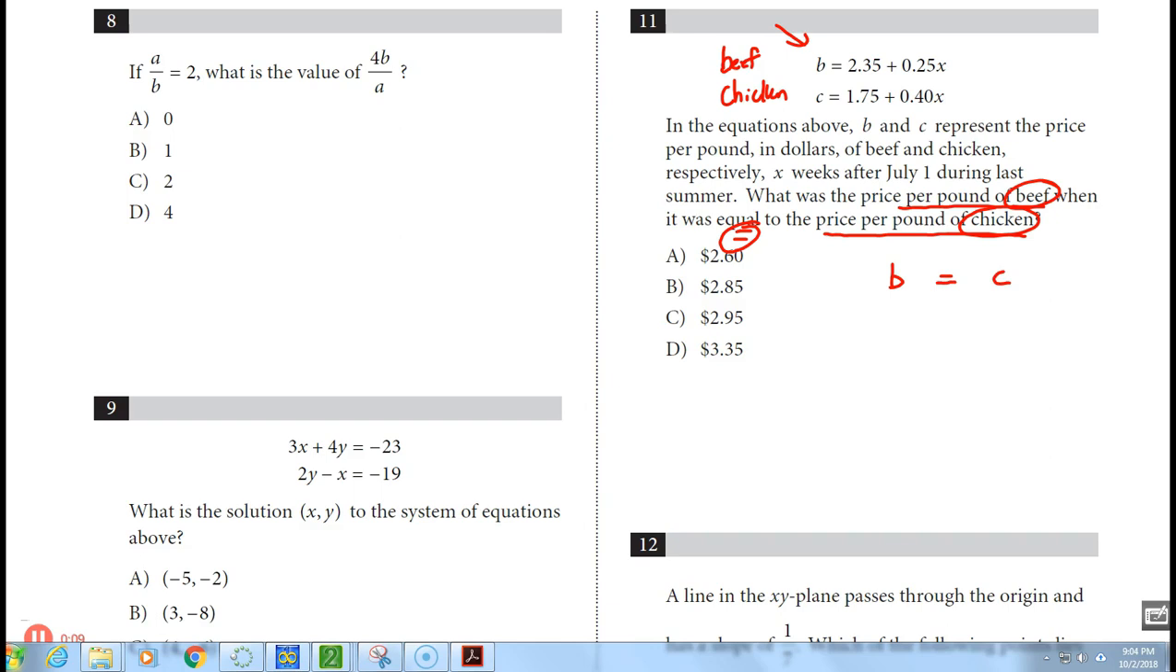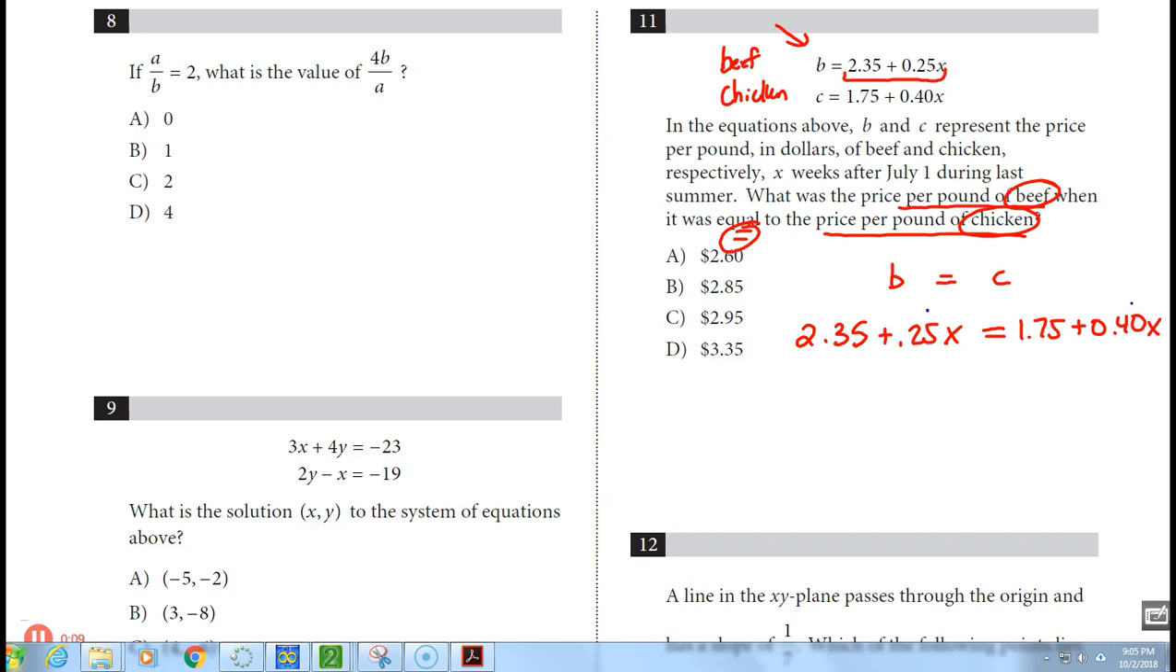So now I'm just going to substitute. B is right here, 2.35 plus 0.25x. And when is that going to equal the chicken equation? 1.75 plus 0.40x. And I'm going to solve this, and that'll tell me when B equals C. So there's a lot of different ways to start this, but I like to start with the variables. And I always go after the smallest variable. So I see I have an x on both sides.